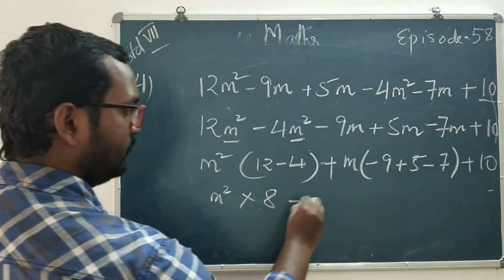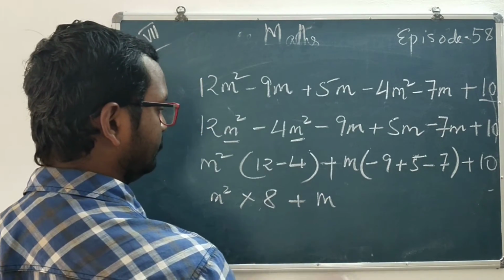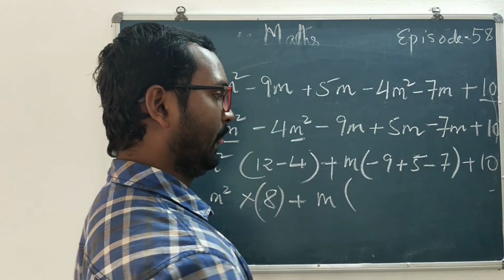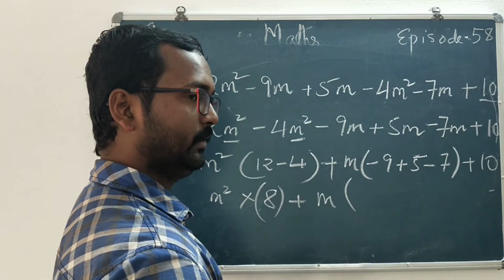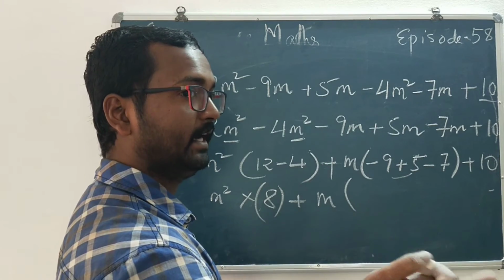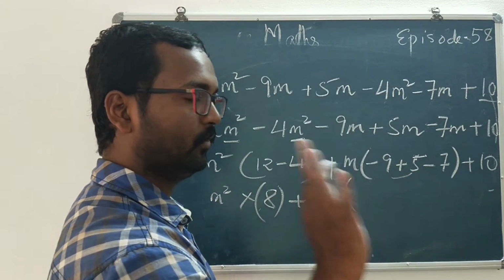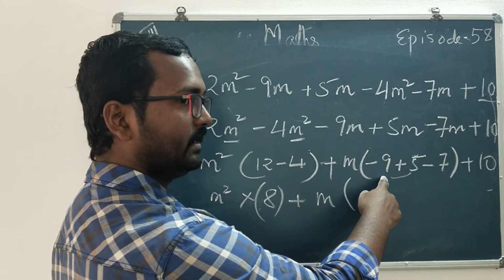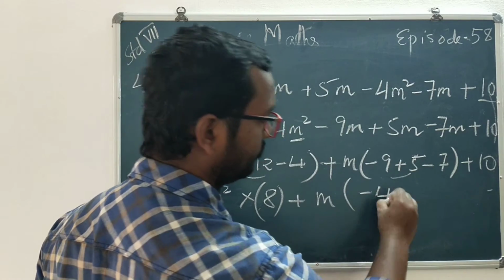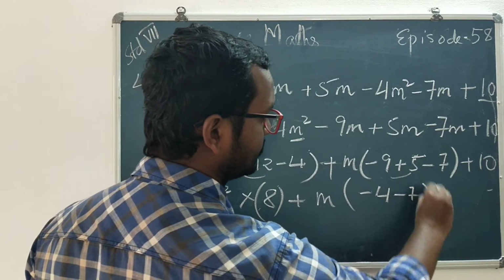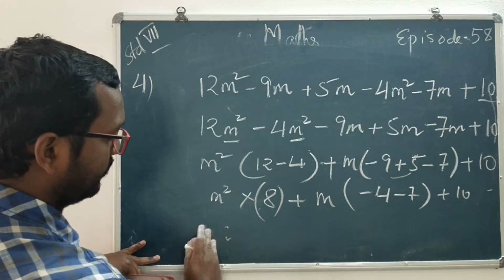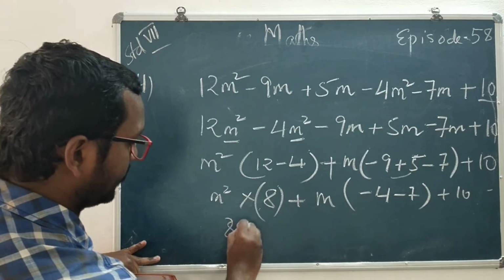8, and plus, keep them as it is. Here we get minus 9 plus 5. So when plus and minus come, what we do is we do subtraction, and we put the sign of the greater number. So 9 minus 5 is 4, and which is the greater here? 9 is greater, and what is the sign of 9? Minus. So the answer is minus 4, and then minus 7, keep that as it is, plus 10. Okay, the next step: here we will get 8 into m square, which is 8m square.